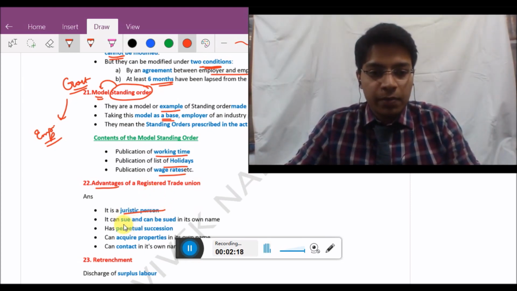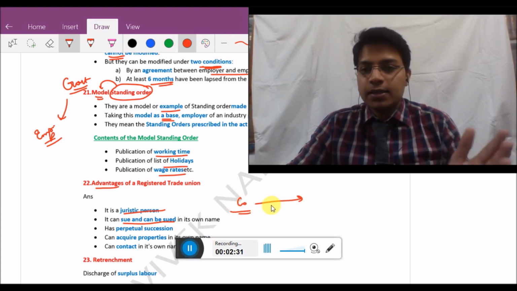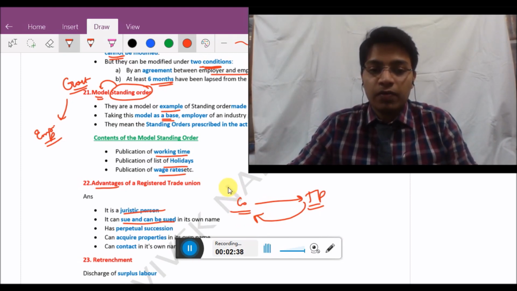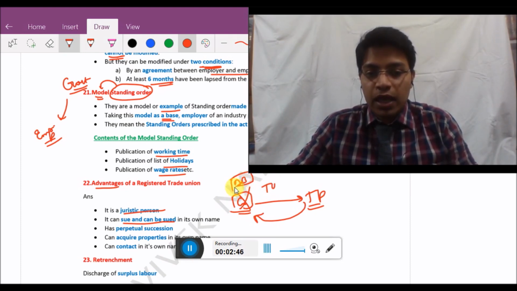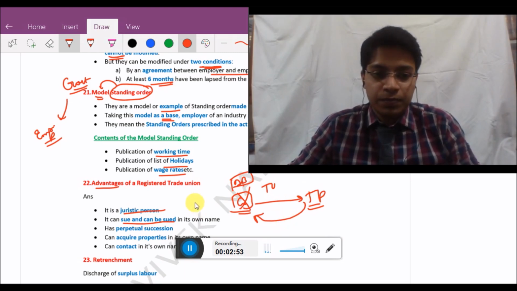It can sue and can be sued in its own name. The registered trade union can sue the third parties. They can file a case against the third parties in court. And the third parties can also file a case against the trade union in its own name. Suppose the name of the trade union is AB. So in the name of AB, the trade union can file a case against the third parties, and the third parties can file a case against AB.